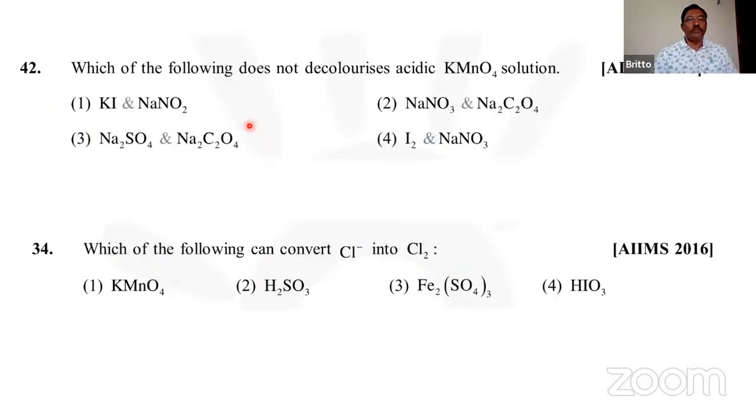So here's a question: which of the following does not decolorize acidic KMnO4 solution? Decolorized KMnO4. KMnO4, we know, is purple in color. And if permanganate is converted into another ion, the color is purple. And if it is completely reduced to Mn2 plus, it becomes colorless.